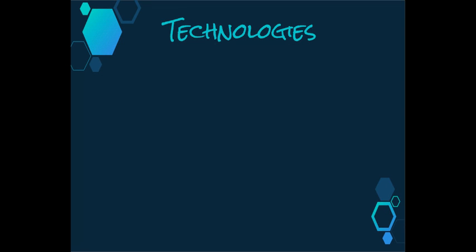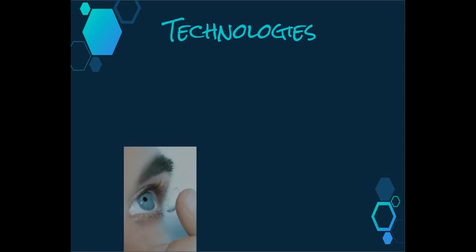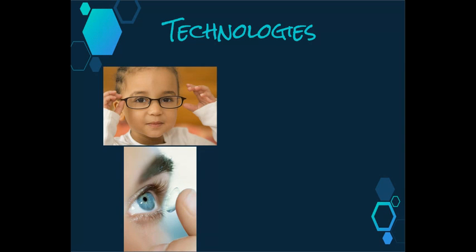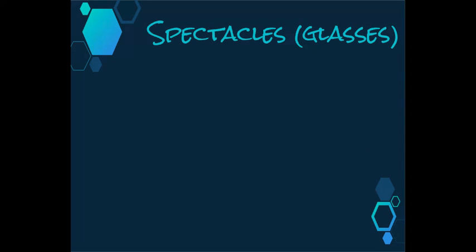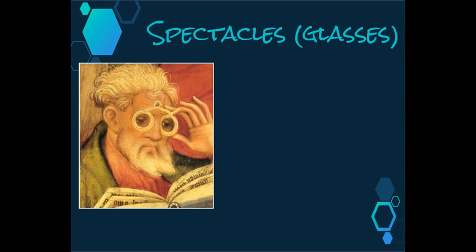To compensate for refractive errors in the eye, technologies offer people the option of using corrective lenses, such as spectacles or contact lenses, or more recently, the option of laser eye surgery. So first we're going to look at spectacles, or more commonly known as glasses. The first spectacles were made in Italy in about 1280. A single magnifying glass had been used prior to this time.